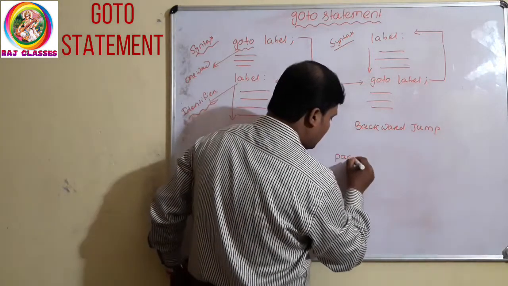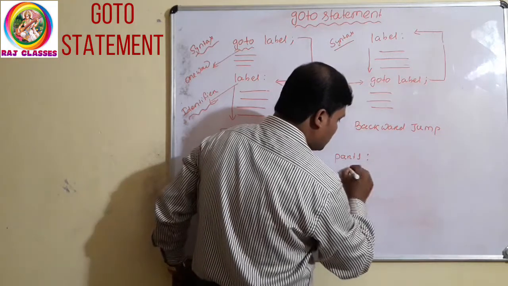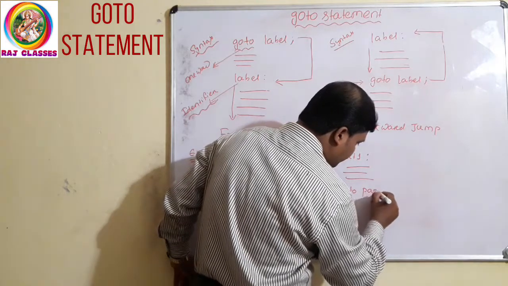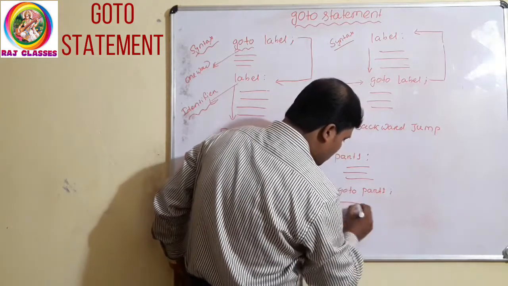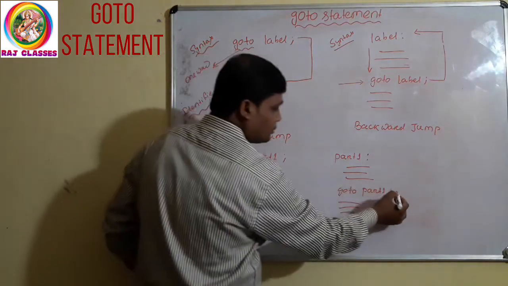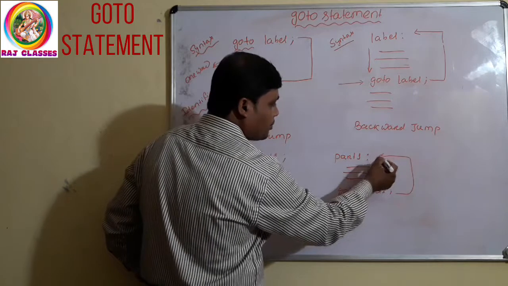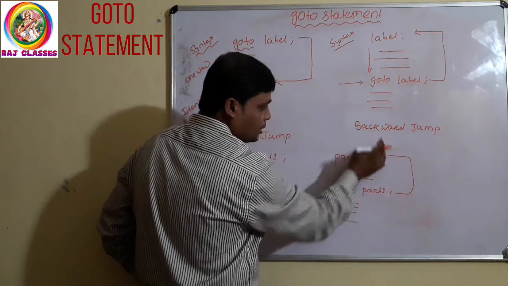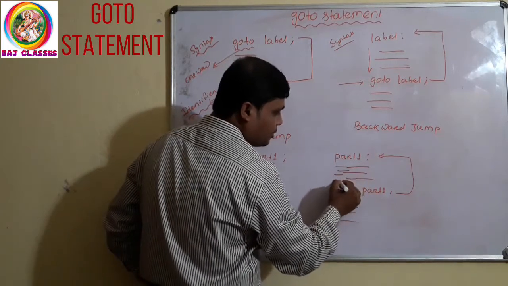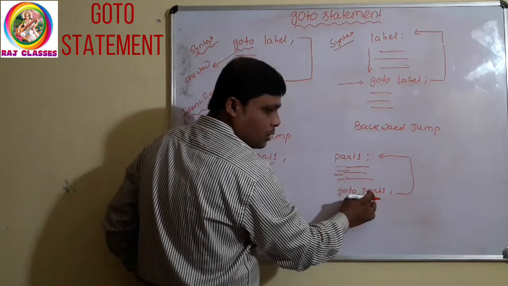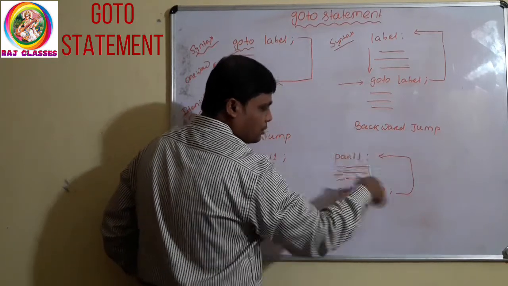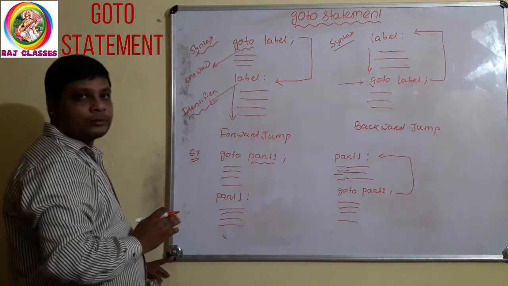Same example of backward jump. You can give part 1, colon, some statements are there, then goto part 1, semicolon, some statements are there. Clear? You can see this type of jump is backward jump. Here one type of loop will be formed. Yes or no? Because after this, goto part 1 will execute, it will go to this part 1, again statements will execute, and one type of loop will be formed.